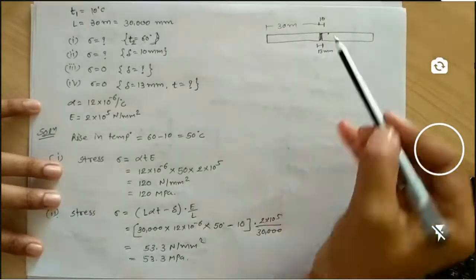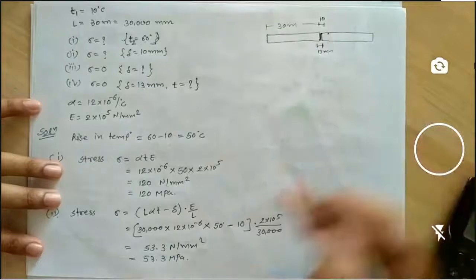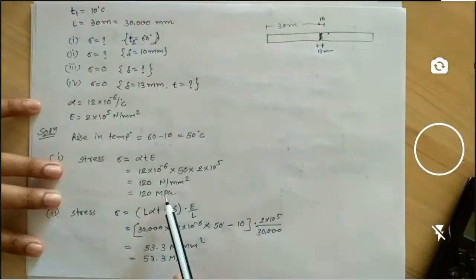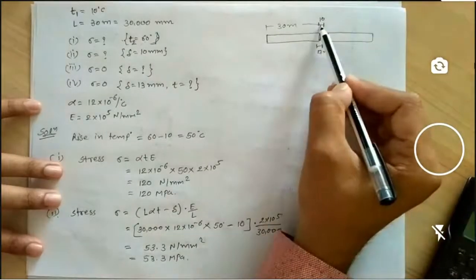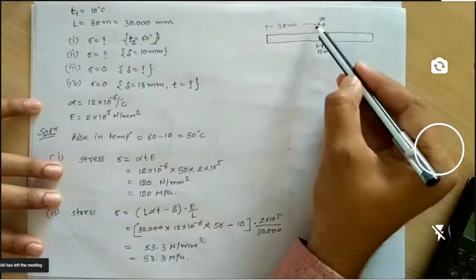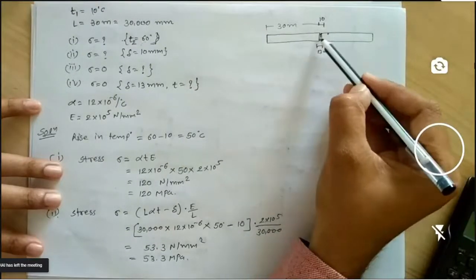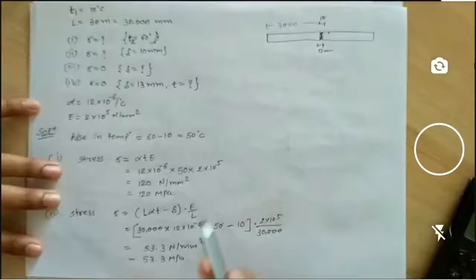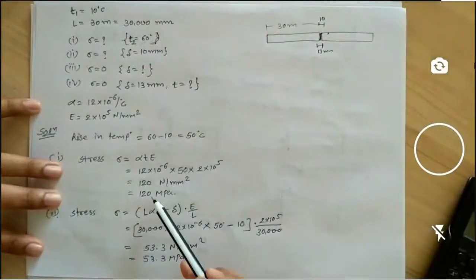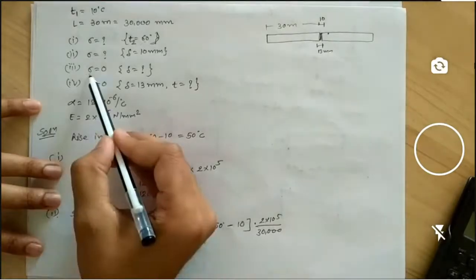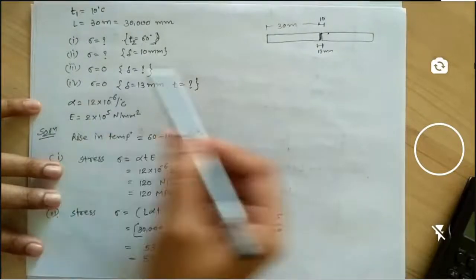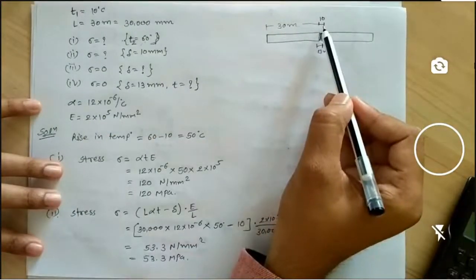That means if no allowance is there, the stress generated is 120 megapascal. If you provide the 10 mm gap, obviously the stress decreases because up to 10 mm they can easily expand, and only after that stress is generated. So our stress is reduced from 120 to 53.3 megapascal. Now in the third case, if you require the stress to be zero, what allowance must be provided here?